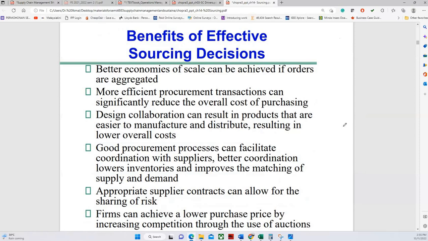So what is the benefit of an effective sourcing decision? You have to understand that with sourcing, we have two options: you do it in-house, or you outsource. So who is going to make this kind of decision? The procurement and sourcing division, the sourcing department. Both have the power to give advice to the CEO of the company.